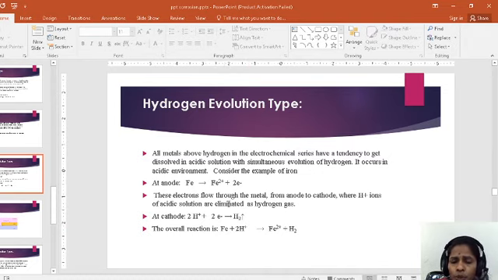By adding these two reactions, we can get the overall reaction: Fe plus 2H+ giving rise to Fe2+ plus H2. These two electrons get cancelled with each other.